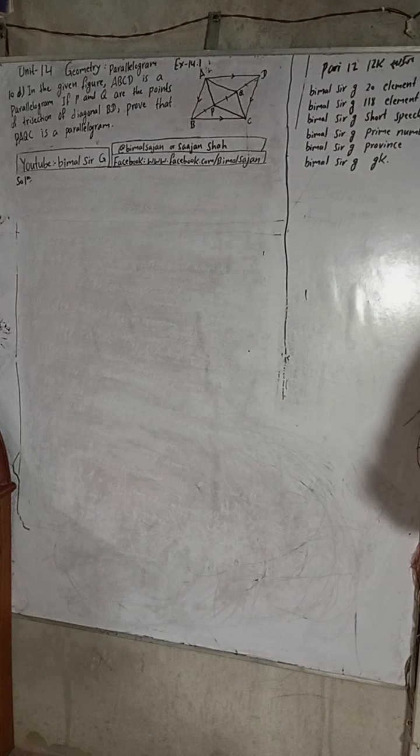This is question number 10d, Unit 14, Geometry Parallelogram, Exercise 14.1, Class 9 Compulsory Mathematics. This question can be solved in two ways. If possible, in the same video, I will try to solve or explain both the methods.